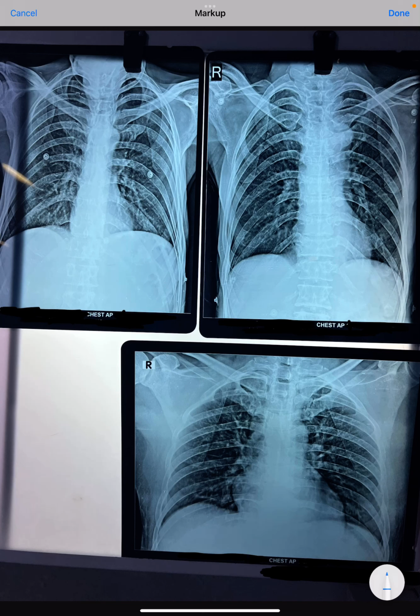Now, today we'll be discussing these X-rays. There are a total of three X-rays. This is the first, second, and third. All the X-rays are chest X-rays, anterior-posterior, and in these we can see these findings very well. That is the reason why we are discussing this.